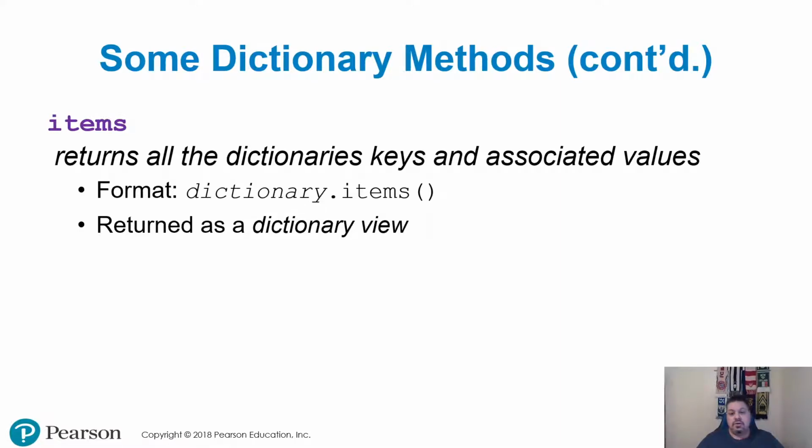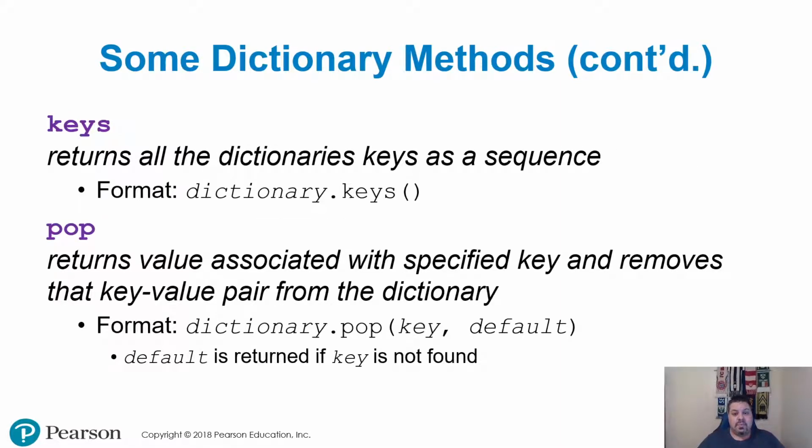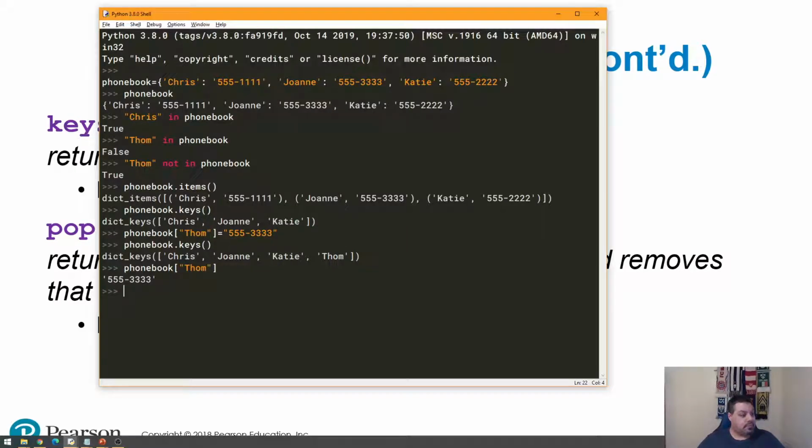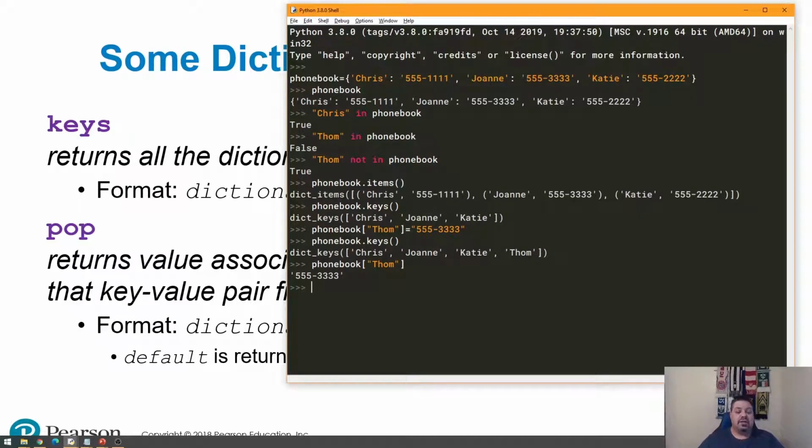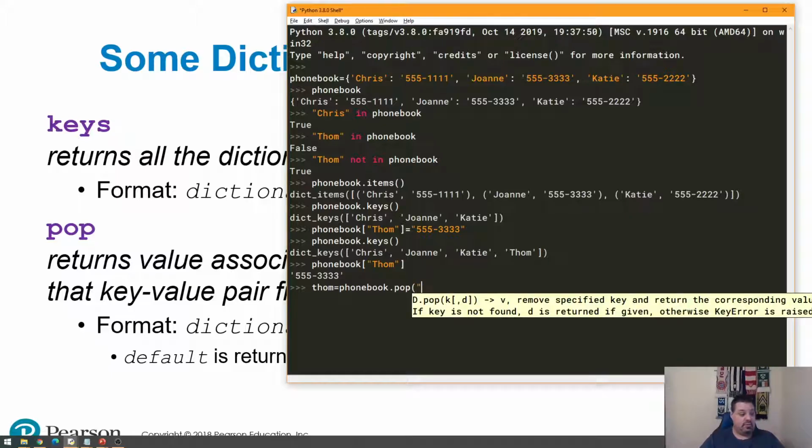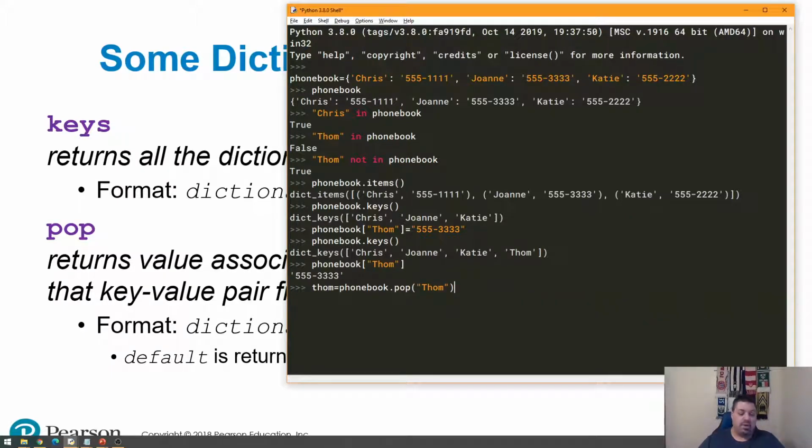So there's items. We can also use keys. Pop is an interesting one. If you pop something off, it actually removes it completely if the key is found. So here's an interesting one. I could say Tom equals phone book dot pop Tom. And what that will do is take Tom out of the phone book dictionary and assign the value of it to my variable Tom here.